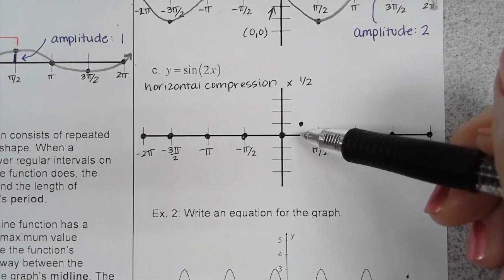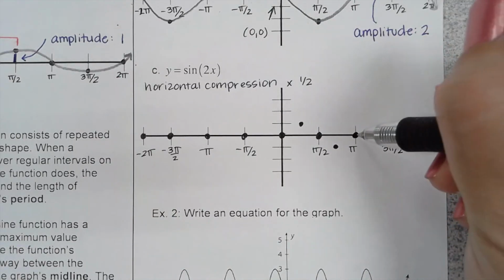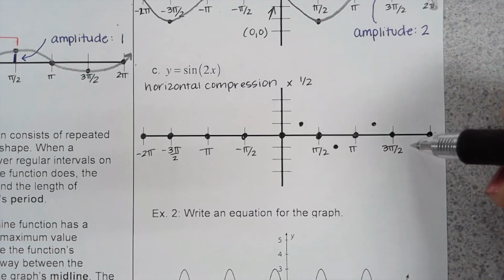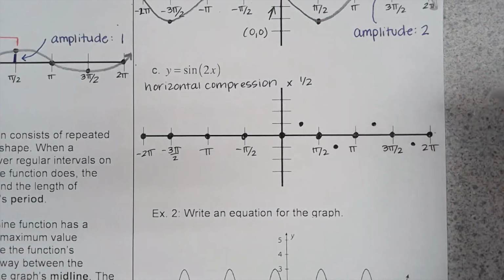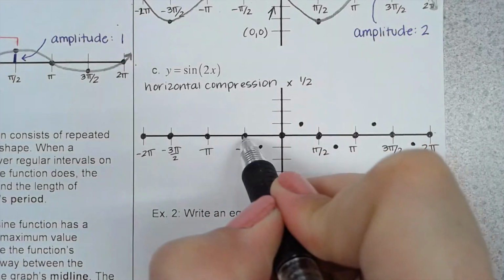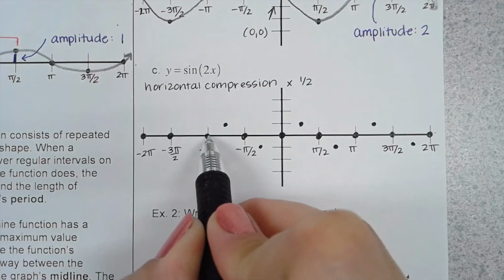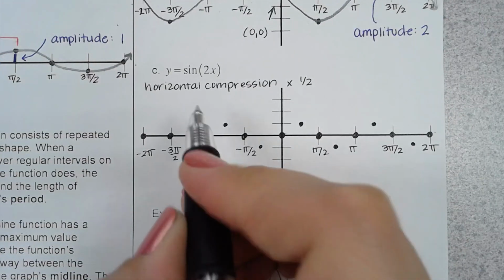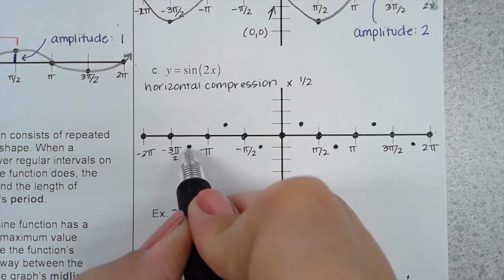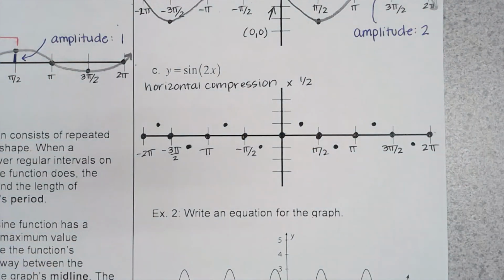What's happening is the period of this graph is being shortened because it's a horizontal compression. 0, +1, 0, -1, back to 0. And then the pattern would continue over here. So down to -1, back to 0, up to +1. And this up to +1 is happening exactly halfway in between these 2 points. Down to -1 is happening exactly between these 2 points. And then back up to +1.